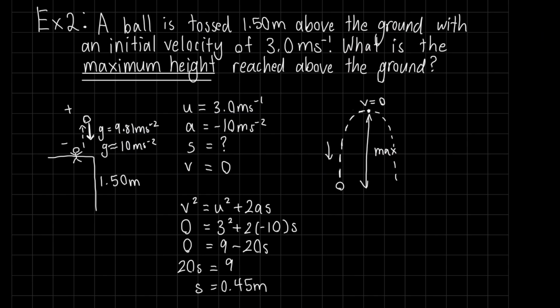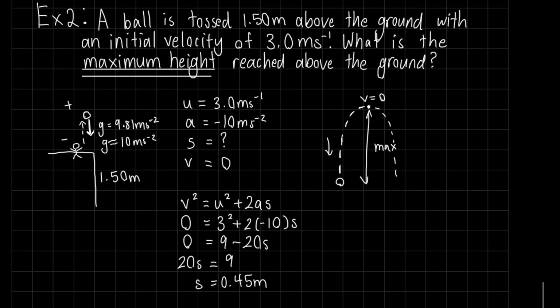But we're not done yet because they said the maximum height reached above the ground. And because this person was already above the ground by 1.5 meters, that means the height must be added. So it's 0.45 plus 1.5, which gives us 1.95 meters. There we go.